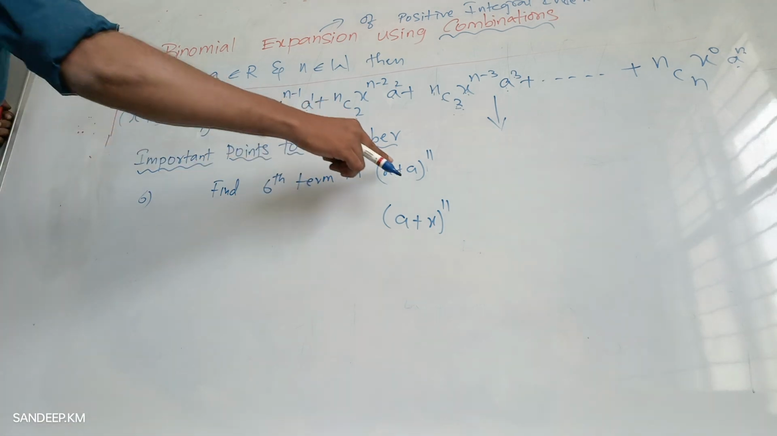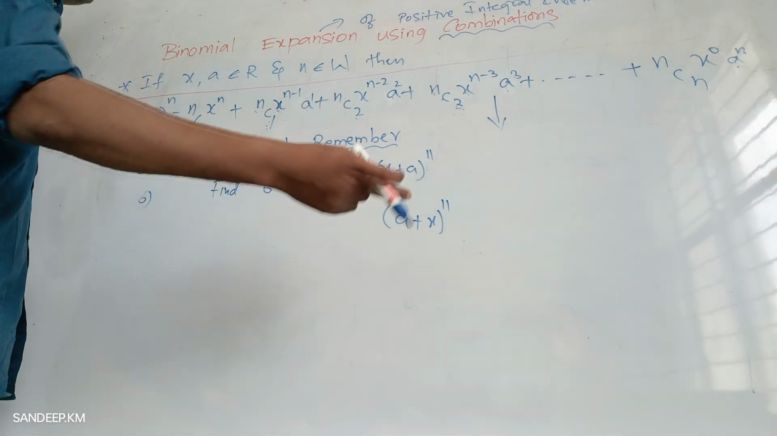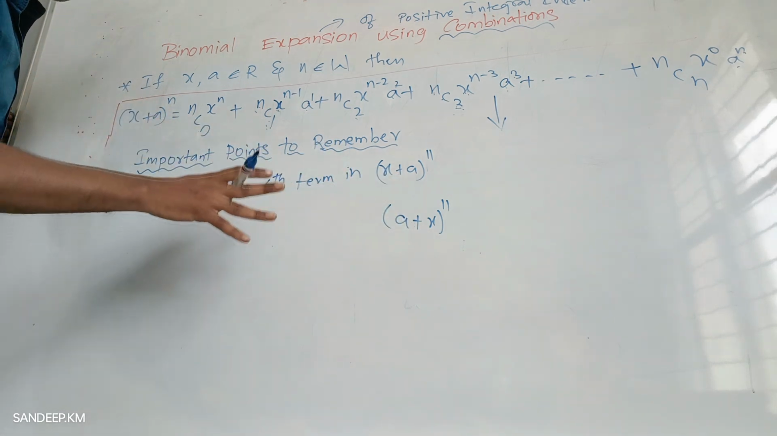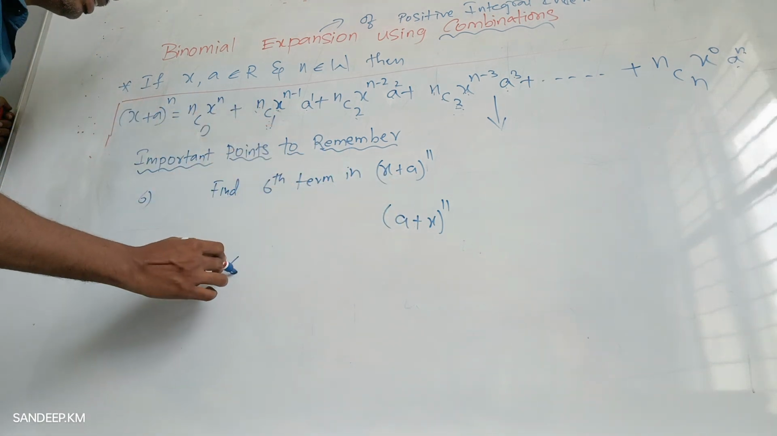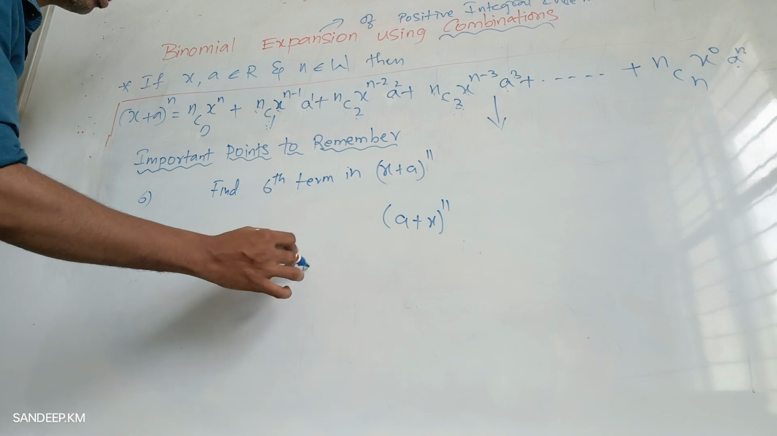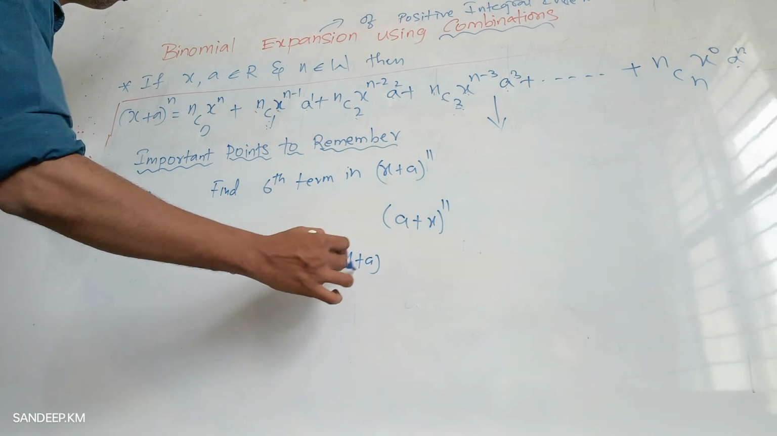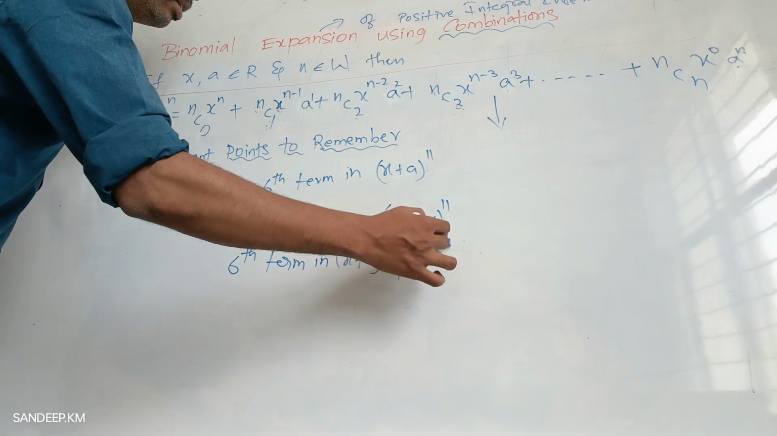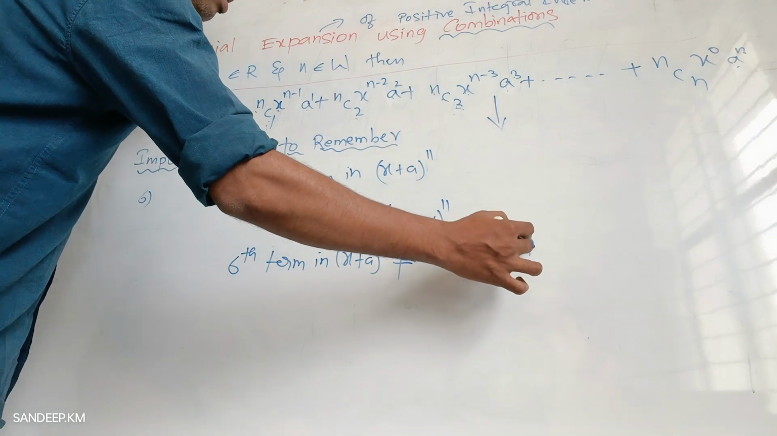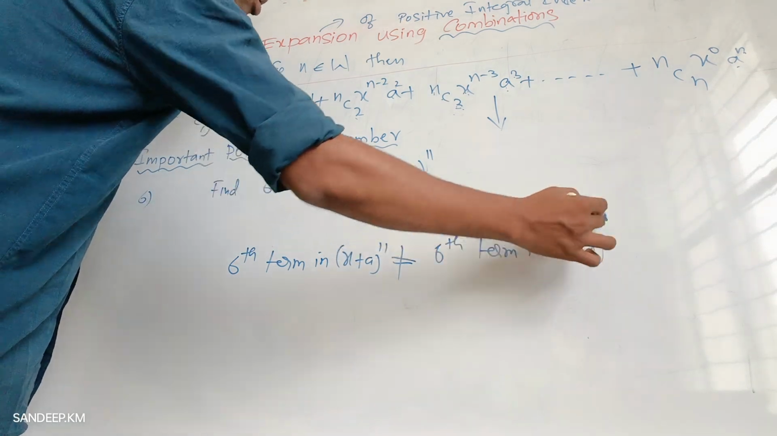So the sixth term in this expansion will be the same as the sixth term in this expansion, right? That is what they think, but that is not correct. The sixth term in the expansion (x + a)^11 is not the same as the sixth term in the expansion of (a + x)^11.